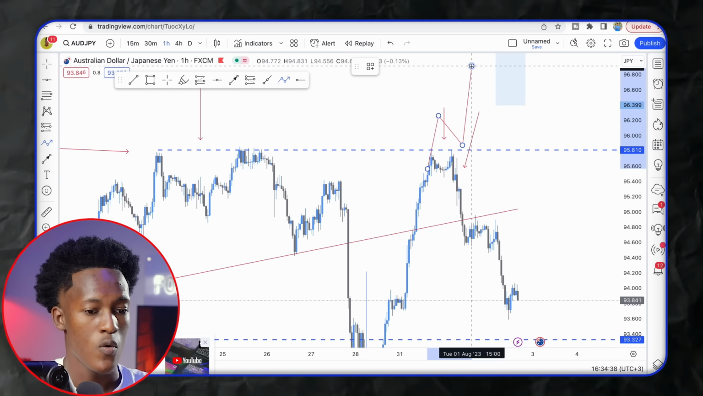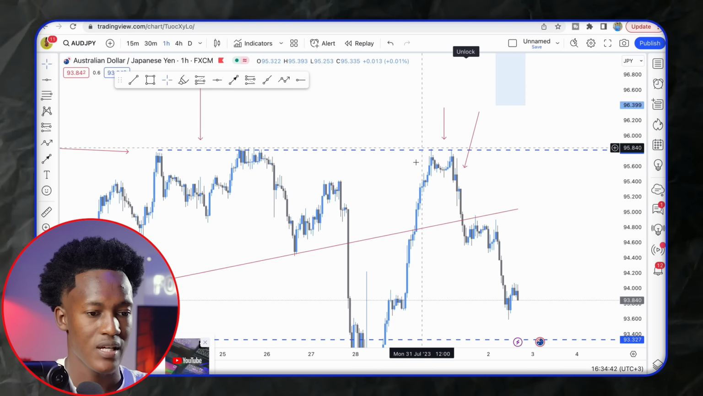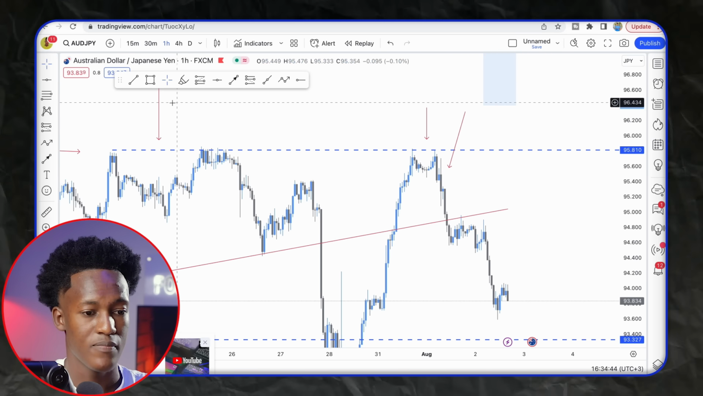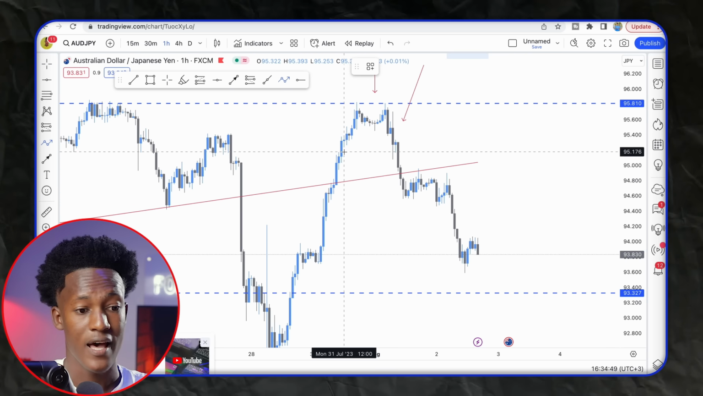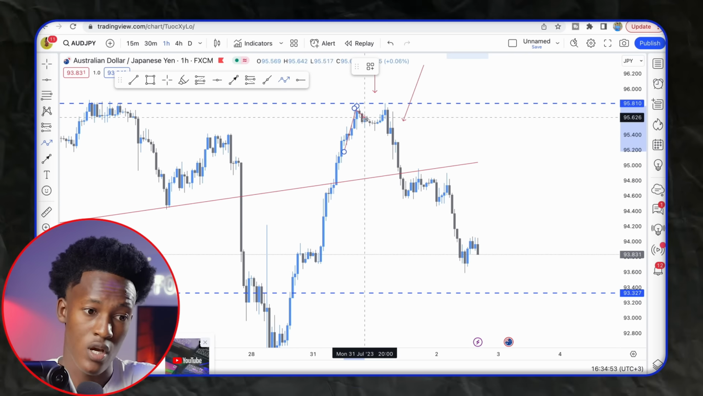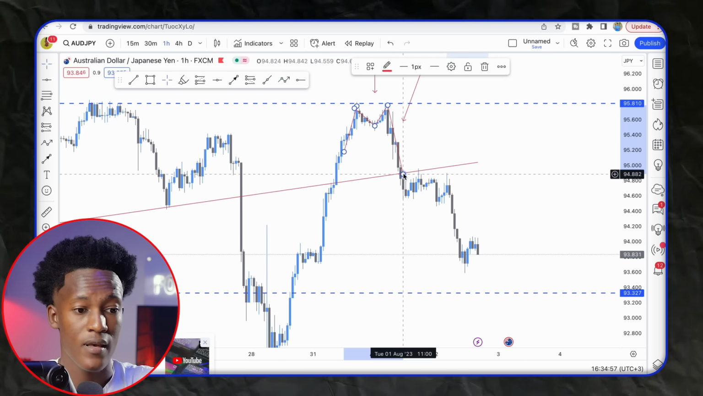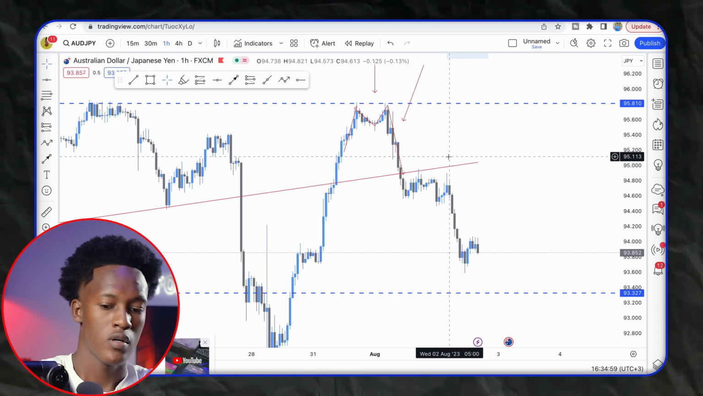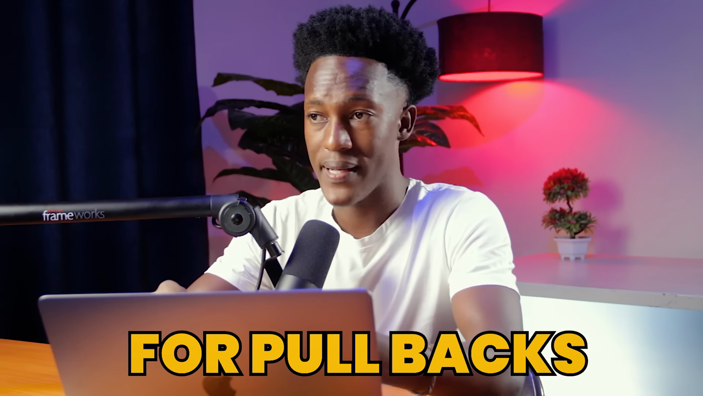Guess what happened? The price came to that level, formed the first top, came back down here and then formed another top, and then it was time to take the trade. Now, how am I going to take the trade? Because I'm not going to take the trade immediately when I see the second top. No. More often, we are going to look out for pullbacks or retests. Why? Because these are levels where most traders are coming in.